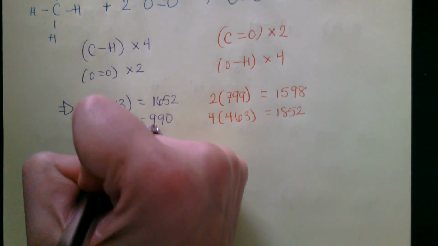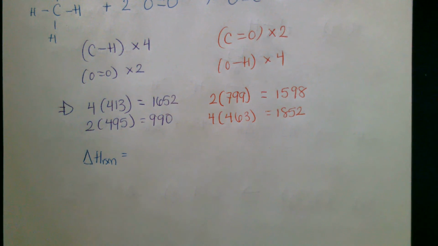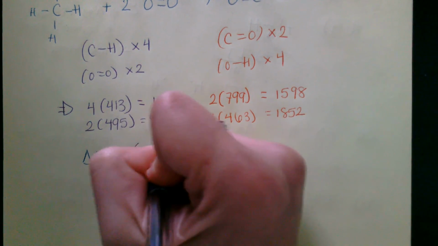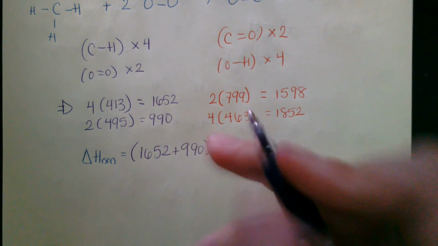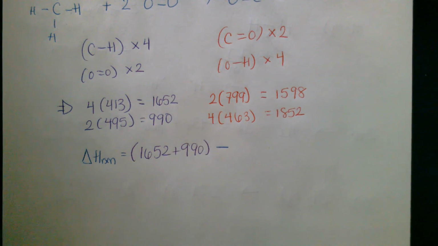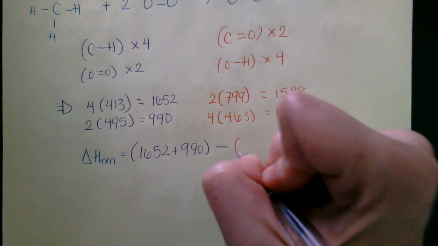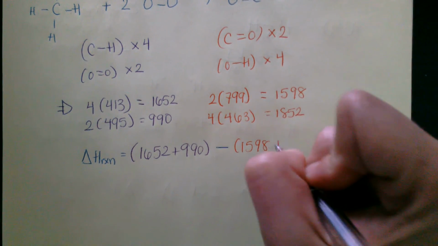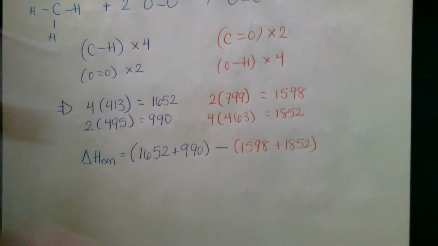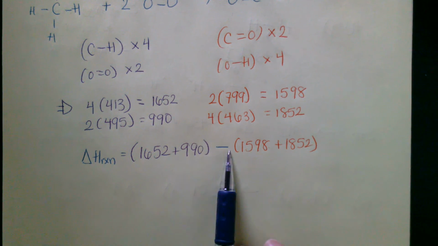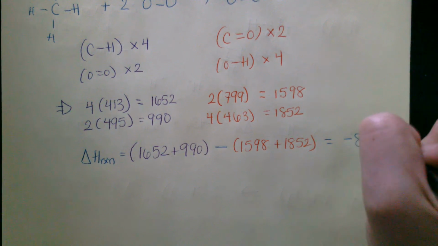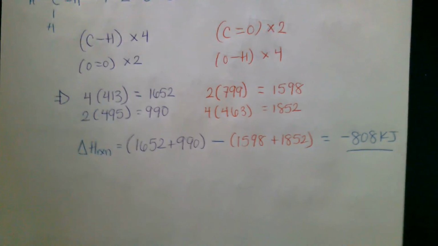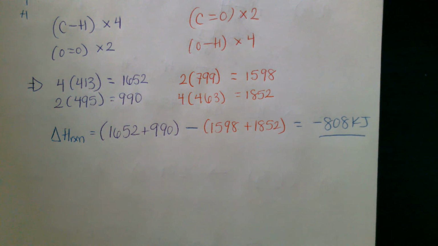Okay, so we're going to put it together now. Delta H of the reaction: our bonds broken here, 1652 plus 990, subtract what's formed, 1598 and 1852. Okay, so this plus this, subtract this plus this, we get that we have negative 808 kilojoules of energy released in this combustion reaction.